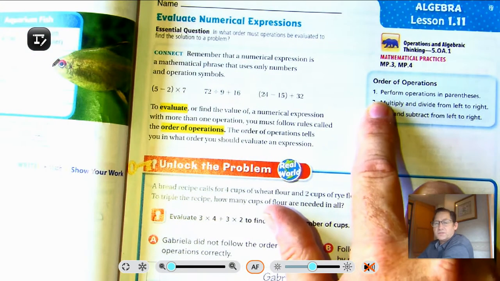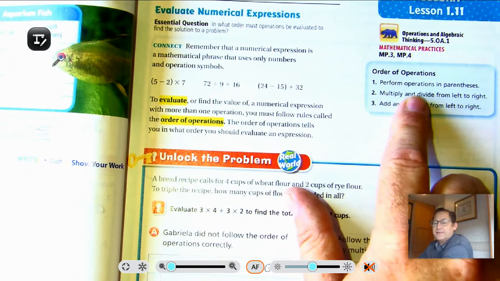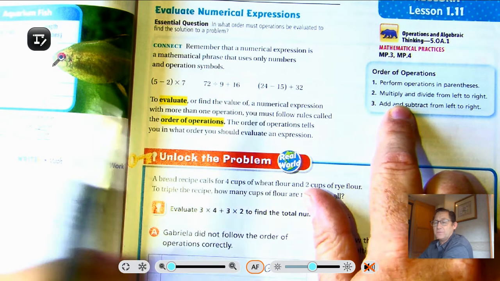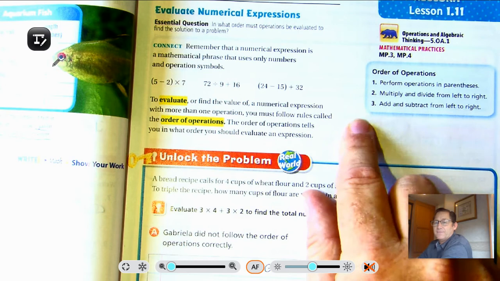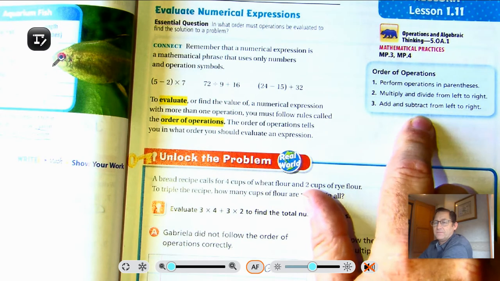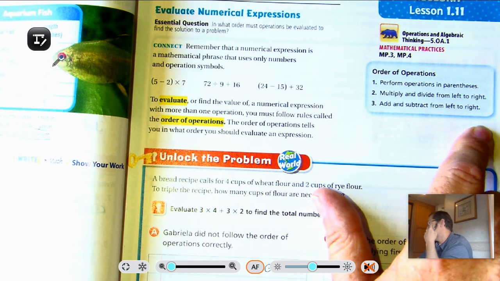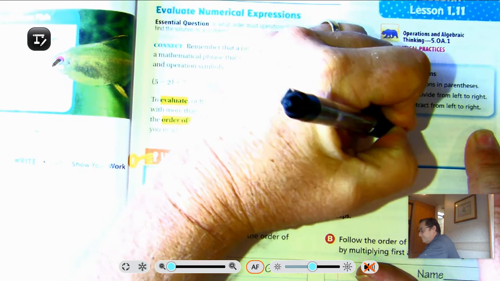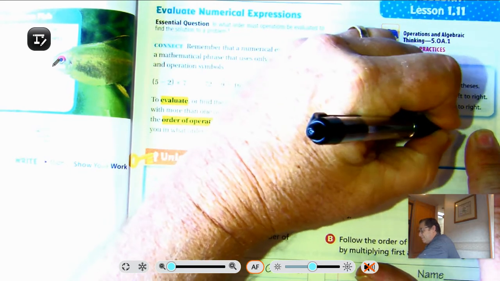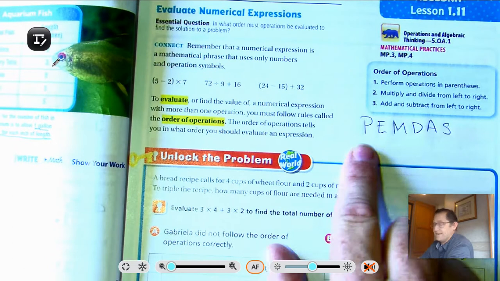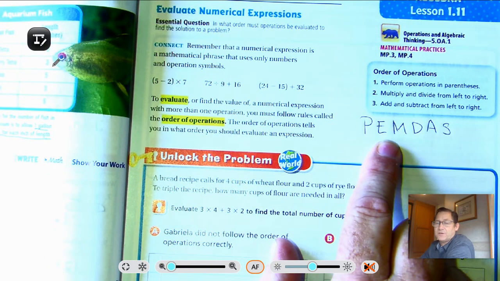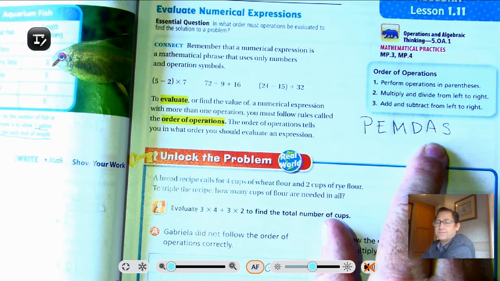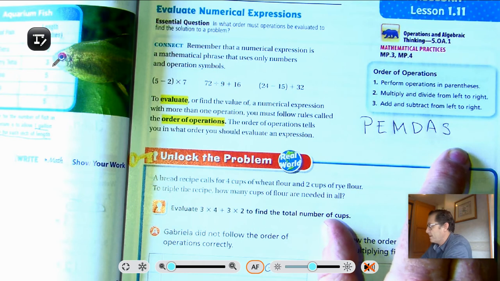So order of operations. First most important thing is to perform operations in parentheses. Then we will multiply and divide from left to right. Finally, add and subtract from left to right. So you'll often hear the phrase or acronym PEMDAS. P for parentheses, E stands for exponents, M for multiply, D for divide, A for addition, and S for subtraction.